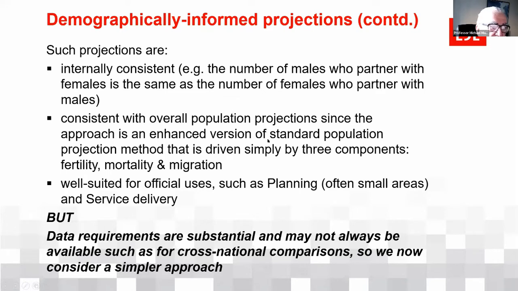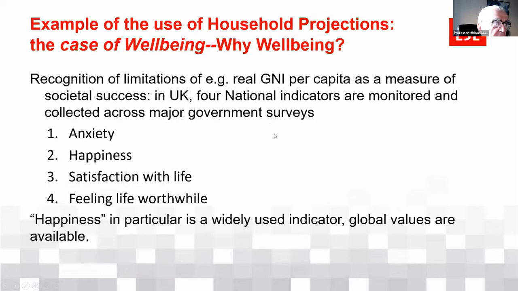So I'm going to discuss a simpler approach to see if we can extract some useful information from household projections which would not have been available in other contexts. So what I'm going to do is to talk about the case of well-being. Why well-being? Well, people have recognized the limitations of things like gross national income per head as a measure of success of societies.